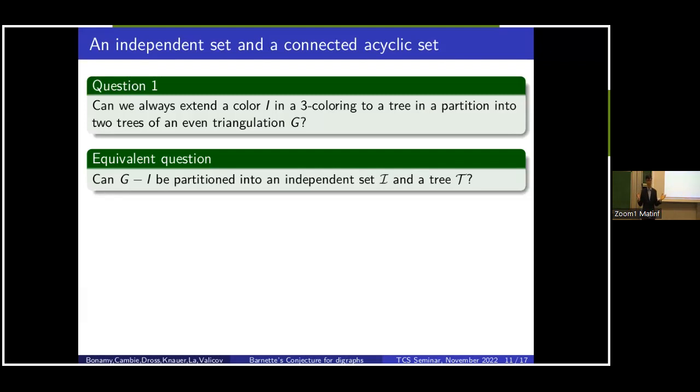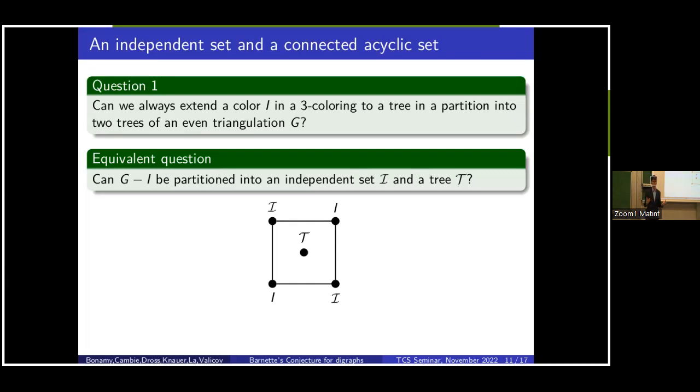So if you have a partition into 2 trees, you remove this maximal independent set, then one of your trees just becomes another independent set. And then you have another tree, of course. And then the other way around, if I have a partition into an independent set and a tree, and then I put my own independent set in, say I have a cycle, by contradiction, then remember that this is a triangulation.